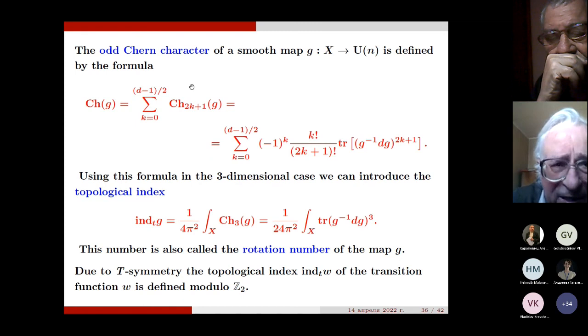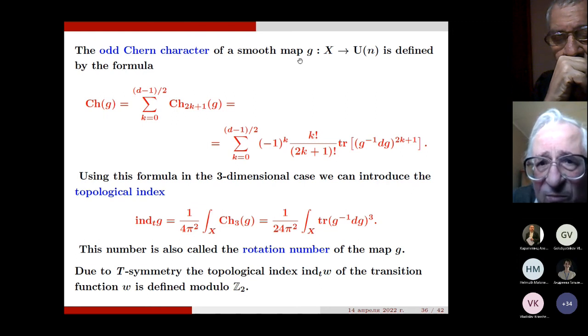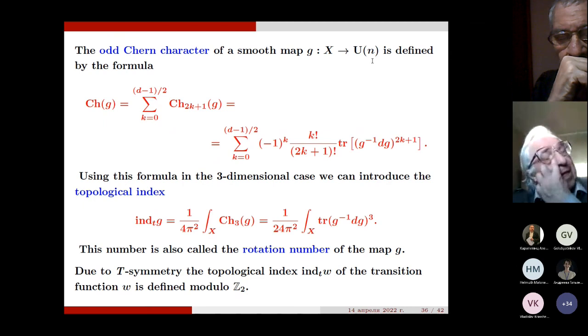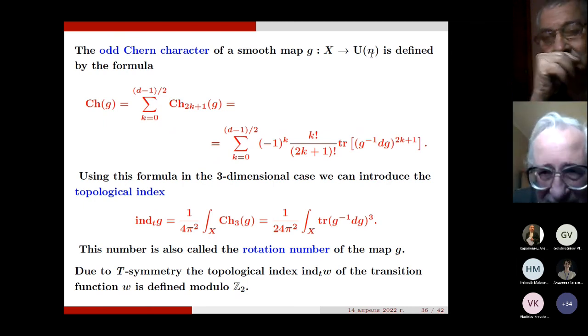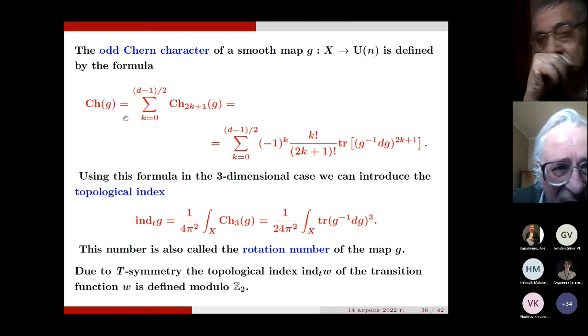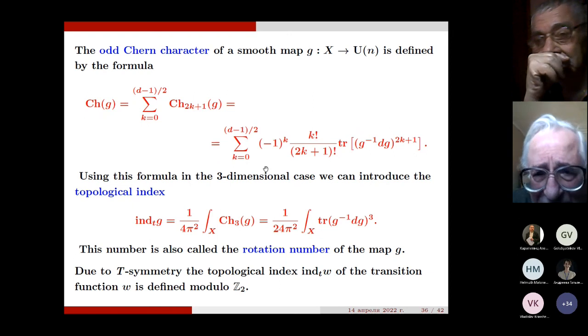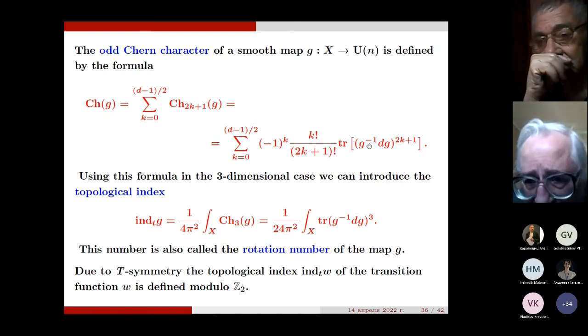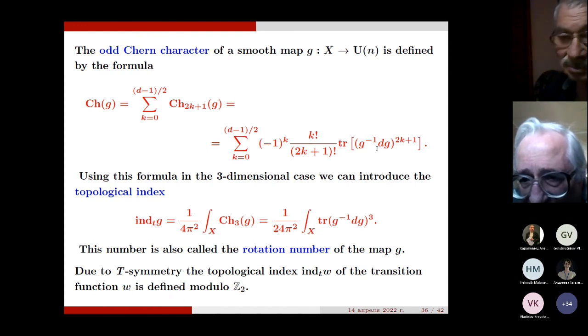Now I recall that there is in topology a well-known notion of the odd Chern character of a smooth map G from X to the unitary group of dimension n. It is defined by the following formula. It is the sum of all odd dimensional Chern characters, Chern numbers. And if we want to write it down, then these Chern numbers are given by the following: this is the trace of the matrix G minus Dj in the power 2k plus 1, and we take the trace of this.